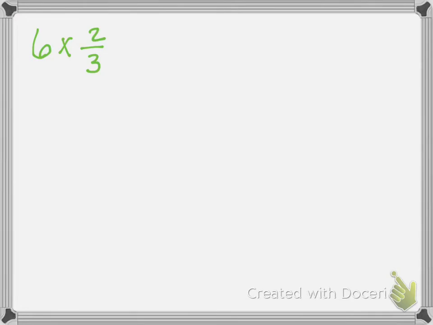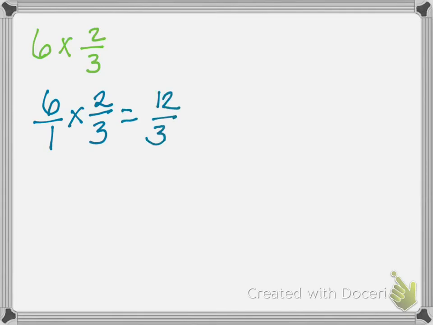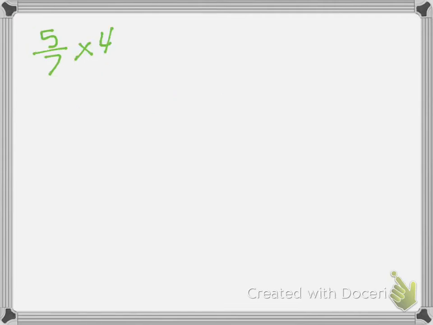Okay, try this one. Go ahead and pause it and do it on your whiteboard and then check your work. 6 over 1 times 2/3, multiply across, and now simplify. 12 divided by 3 is 4, no remainder, so the answer is just 4.